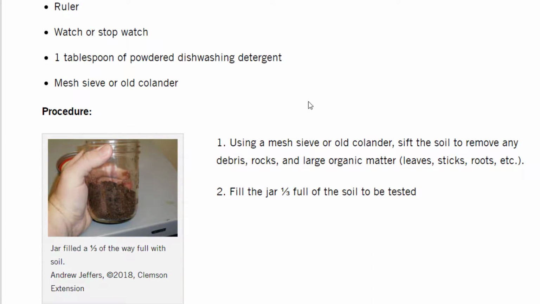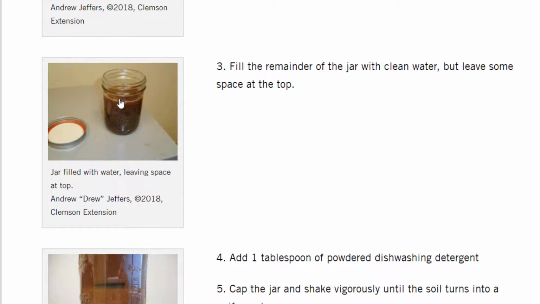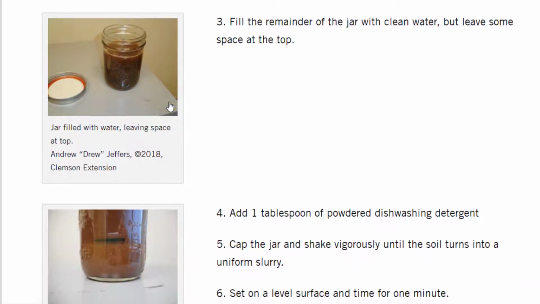Biggest thing we need is a clear jar with straight edges as much as possible, and we need some soil. We want to fill the soil to be about a third of the way full. And we want to take out any sticks, debris, large organic matter, roots, and things like that as much as we can. Then we're going to fill the remainder of the jar with some water, but we want to leave some room right here up at the top so we can shake it really well.